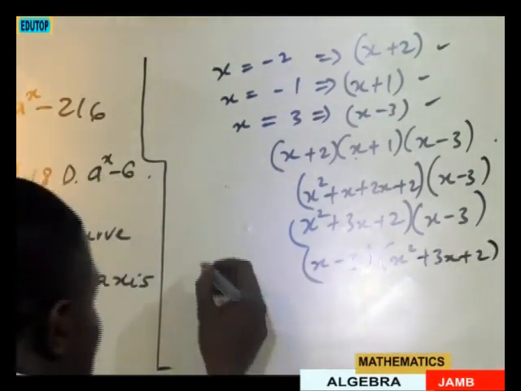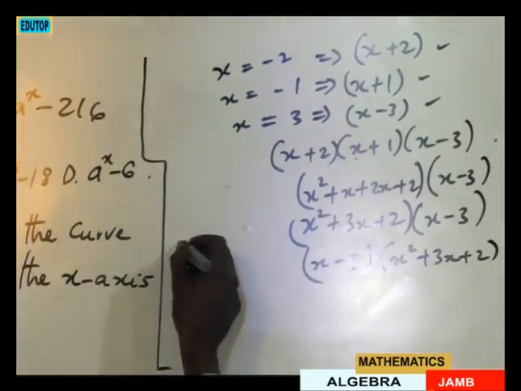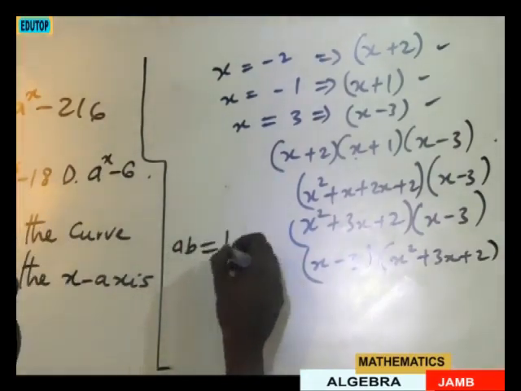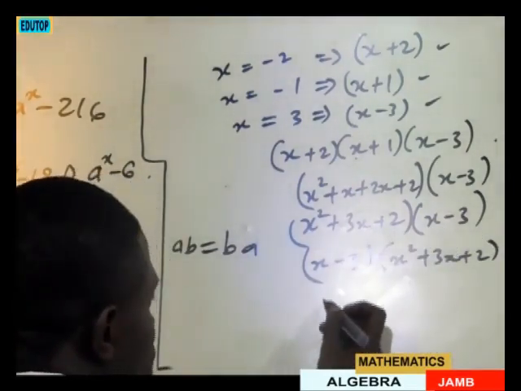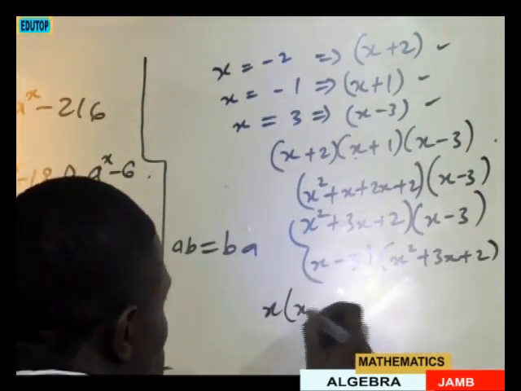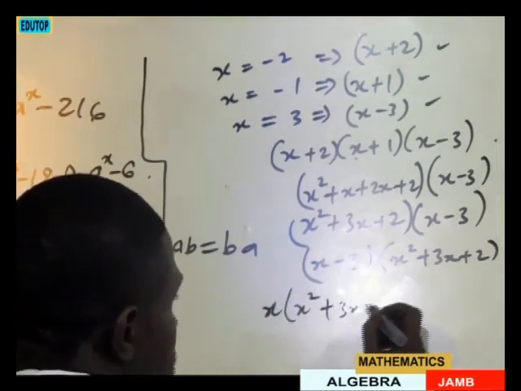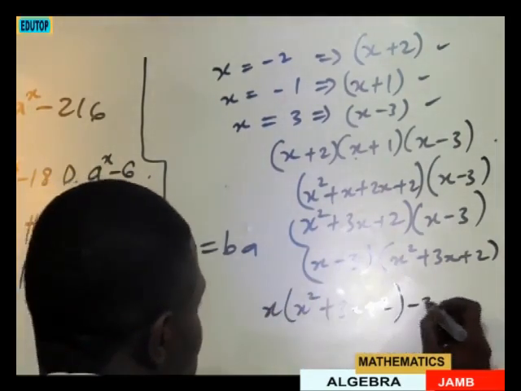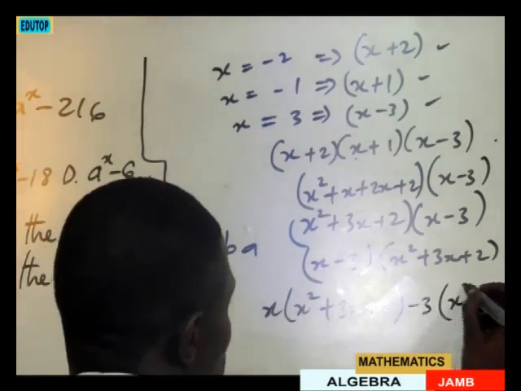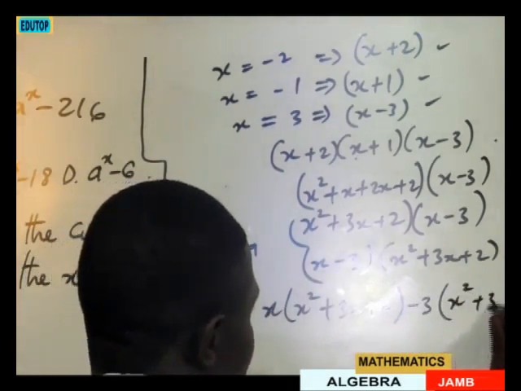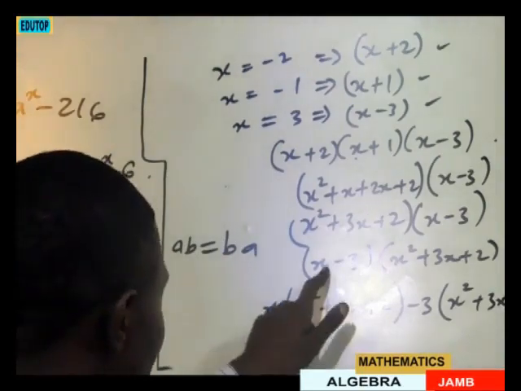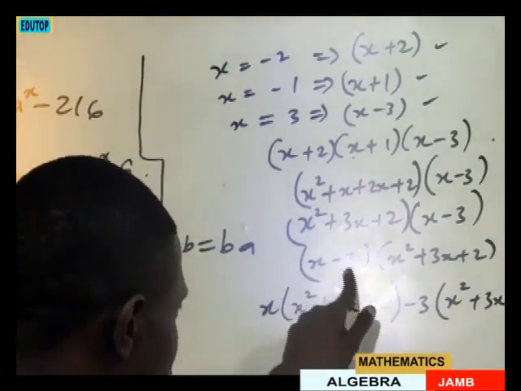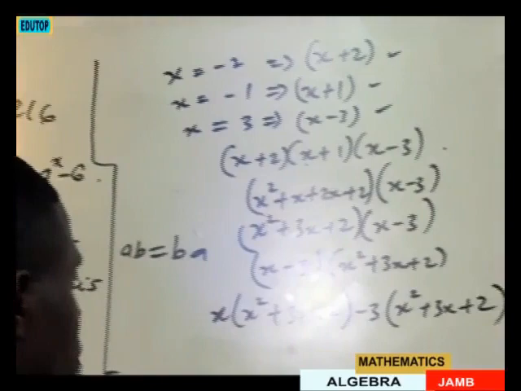I have not committed any mathematical block because I know that by law of commutative, AB is the same thing as what? BA. That was why I brought this one in like this. Then in that situation, x into x squared plus 3x plus 2 into minus 3 into x squared plus 3x plus 2. What did I do? I pick this, I used to open this, I have it like this, minus 3, I pick it again, I used to open it. You can expand that way.